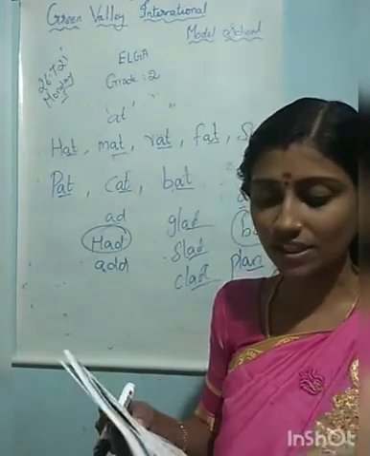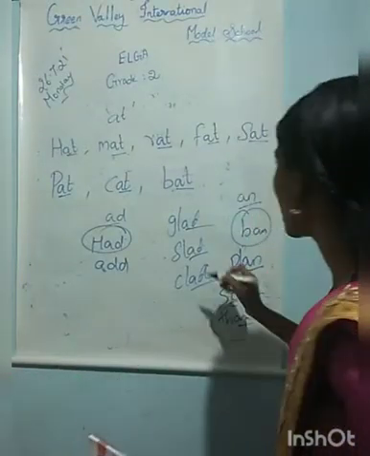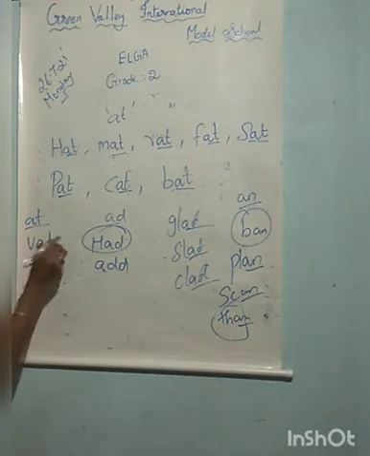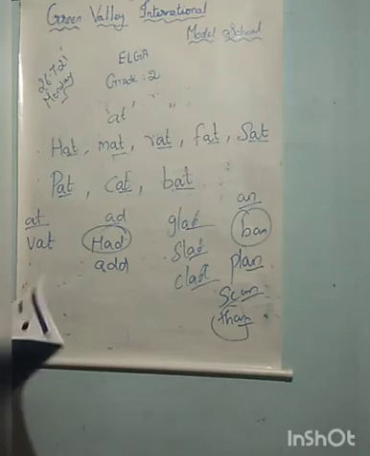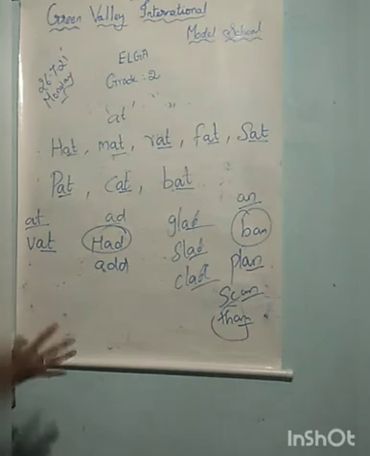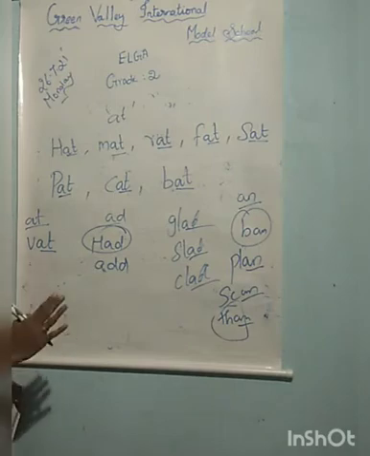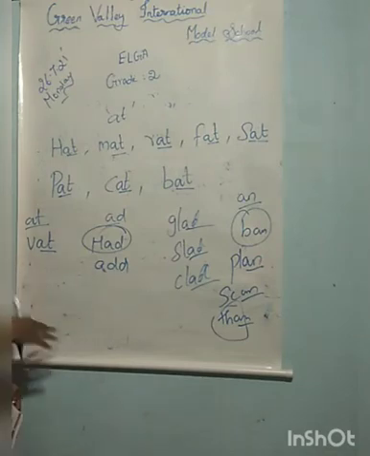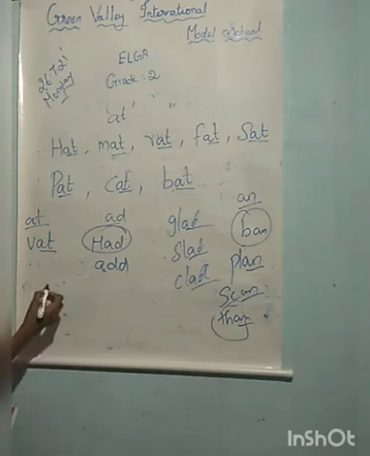3-letter word, 4-letter word. AT. Here. AT. VAT. 3-letter word. VAT. Then 4-letter word. Can you say a 4-letter word with the AT? Ends with the AT. Try. It ends with at. Rat, cat, fat. Right?